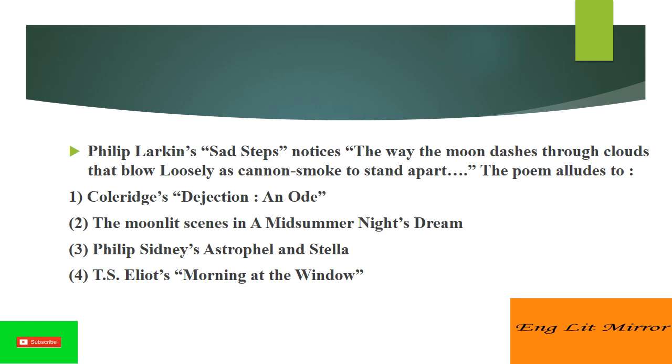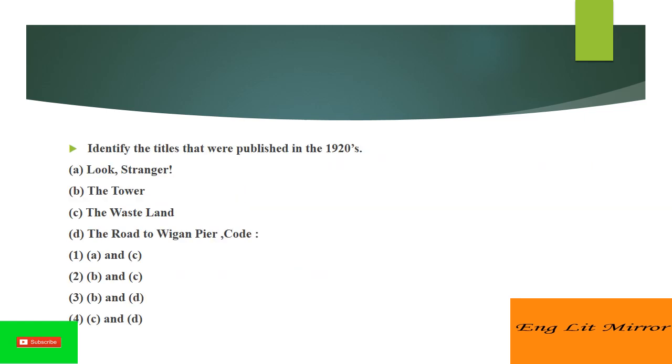Philip Larkin's Sad Steps notices the way the moon dashes through clouds that blow loosely as cannon smoke to stand apart. The poem alludes to, answer is option 3, Philip Sidney's Astrophil and Stella. Identify the titles that were published in the 1920s. A. Look Stranger, B. The Tower, C. The Waste Land, D. The Road to Wigan Pier. Code, answer is option 2, B and C.